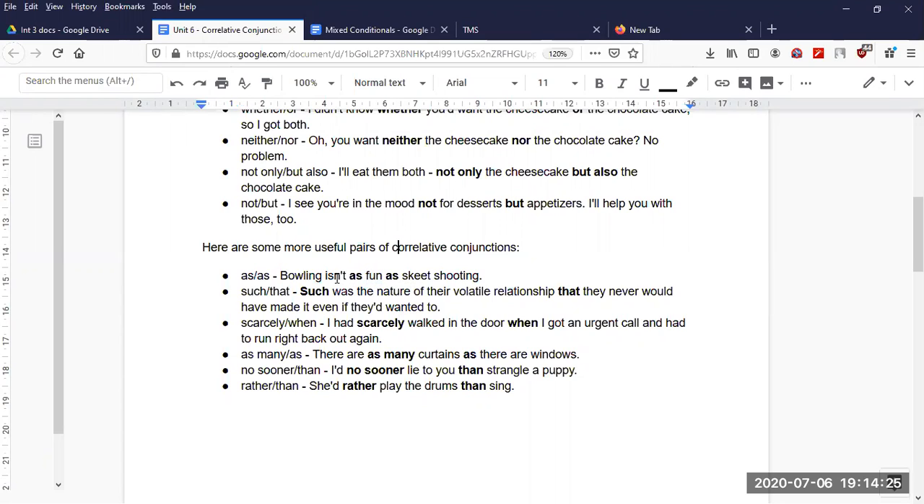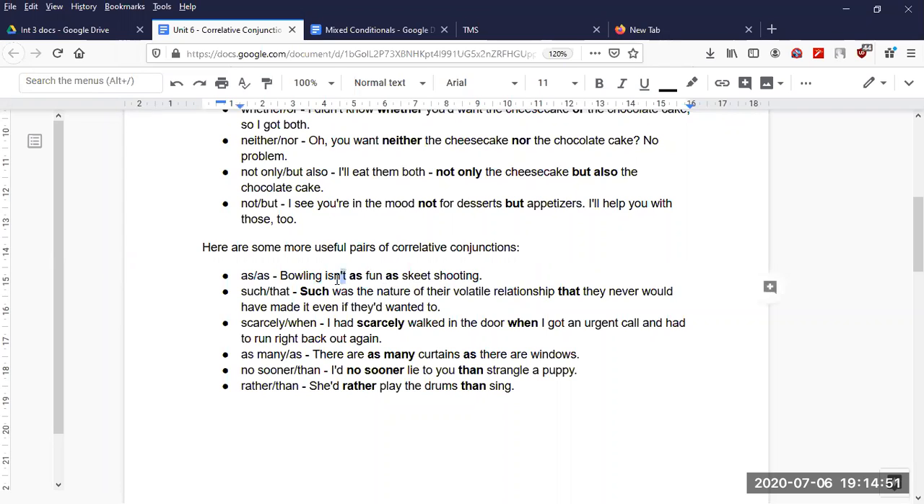When we have it negative, not as something as, then we're saying the two things that we are comparing are different. They are not equal. So bowling isn't as fun as skeet shooting. So in this same sentence, we're saying that skeet shooting is more fun than bowling.